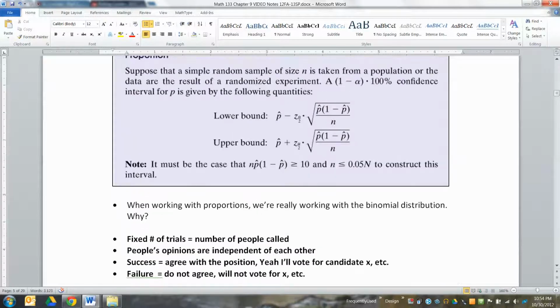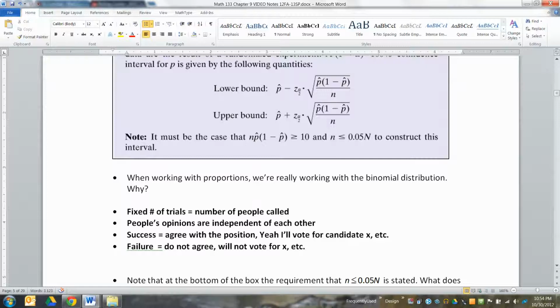When we're working with these proportions, what we're really working with is the binomial distribution. So you have a fixed number of trials, like you're calling this many people. And people's opinions are independent of each other. And again, you can think back to the scoops of the beads, or you can think of calling people about the latest election or whatever. But what I believe isn't going to affect what somebody who I don't even know believes in the same area.